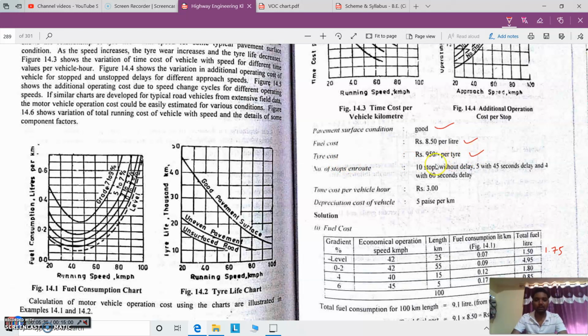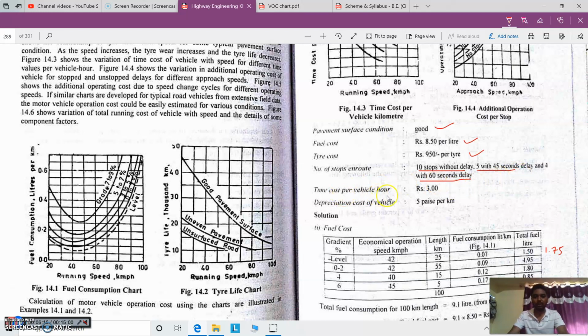950 rupees per tire is given, and there will be 4 tires, so we have to consider 4 numbers, that is 950 into 4. Then the number of stops: 10 stops without delay, 5 with 45 seconds delay, and 4 with 60 seconds delay. That means your vehicle is stopped at different places, with 10 stops without any delay; it just stops and then moves on. And then 5 stops with 45 seconds of delay, which may be considered as signals, right?